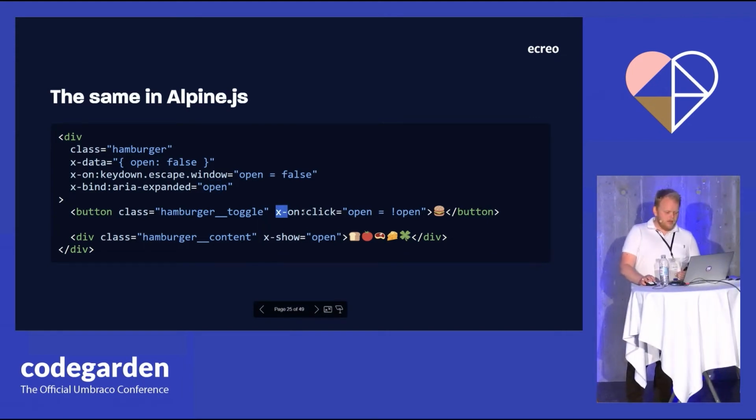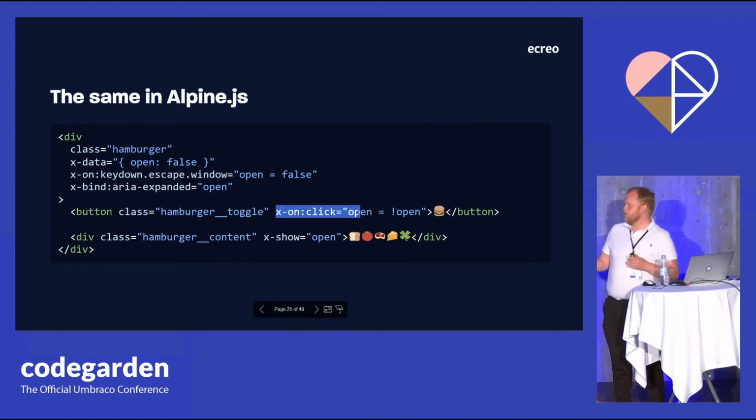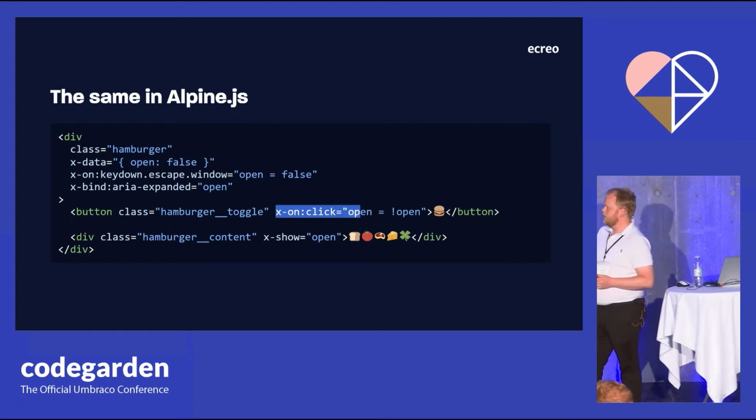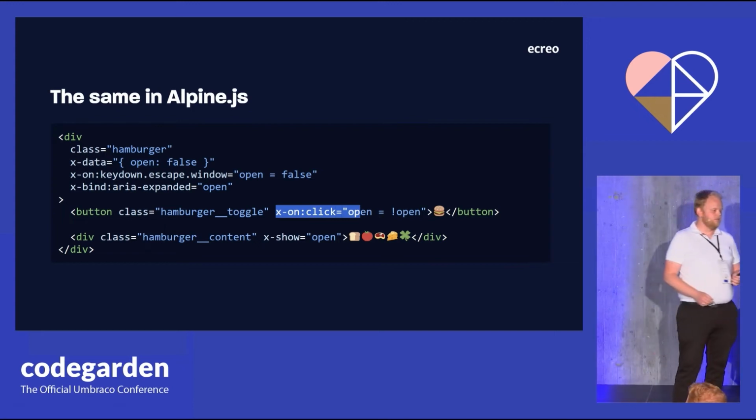So on the hamburger button down here, when you click, it toggles the open state, and the content will show when it's open.